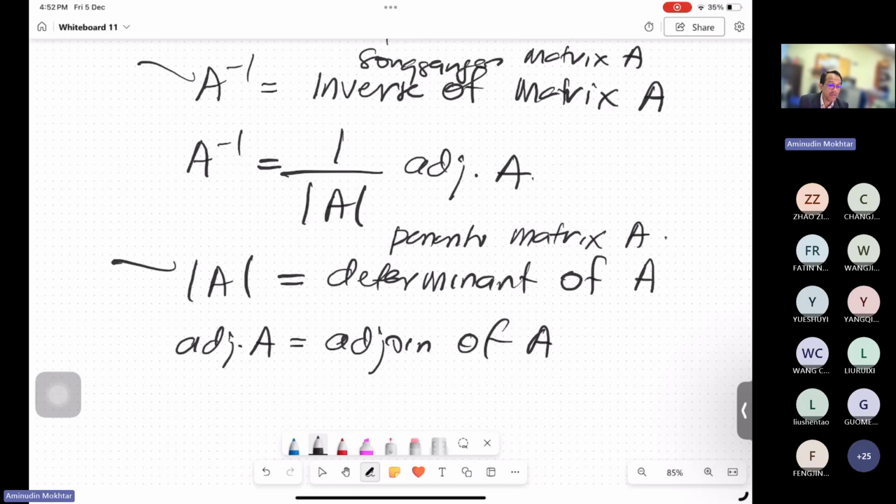So in other words, we need to identify what is the matrix A first. That's why it's very important for you to set up the matrix A correctly. If you fail to set up the matrix A correctly, your answer is wrong, and you will not be able to find the correct answer. This is quite critical. I will show you one by one.